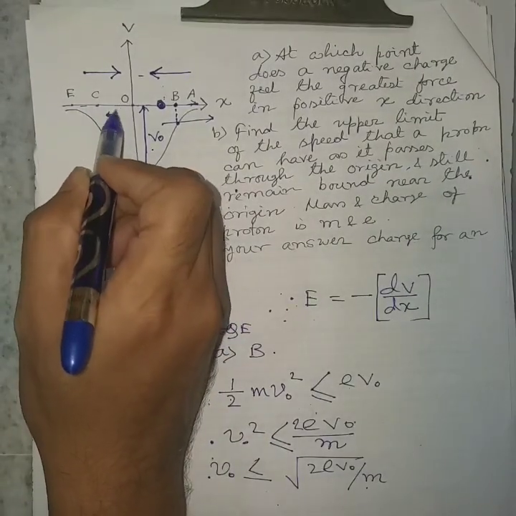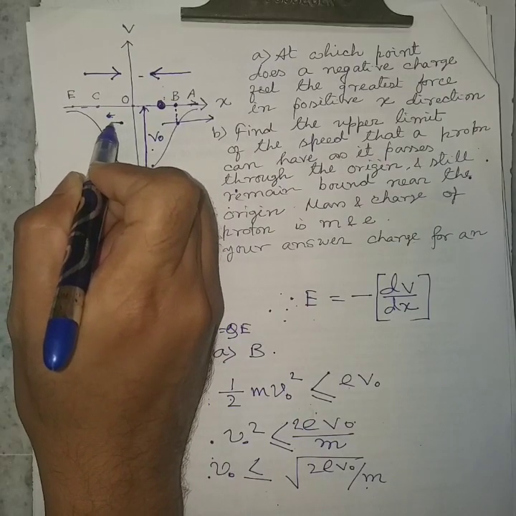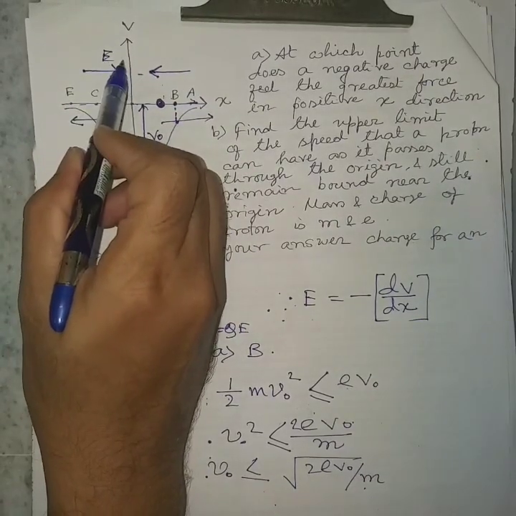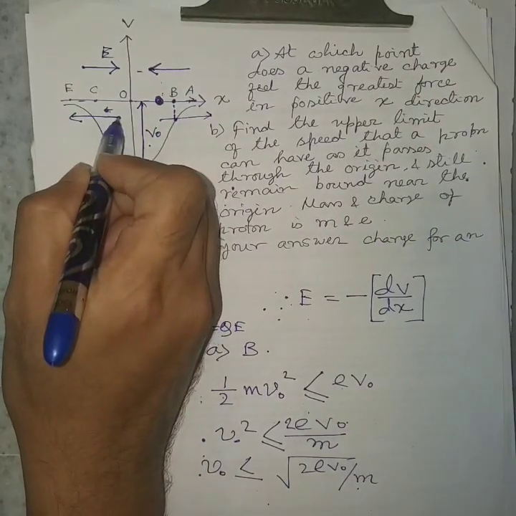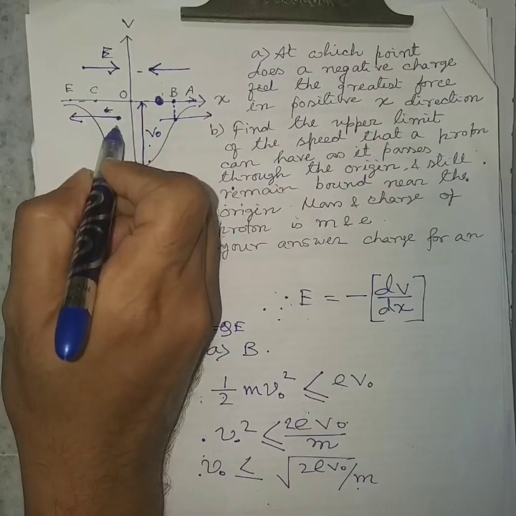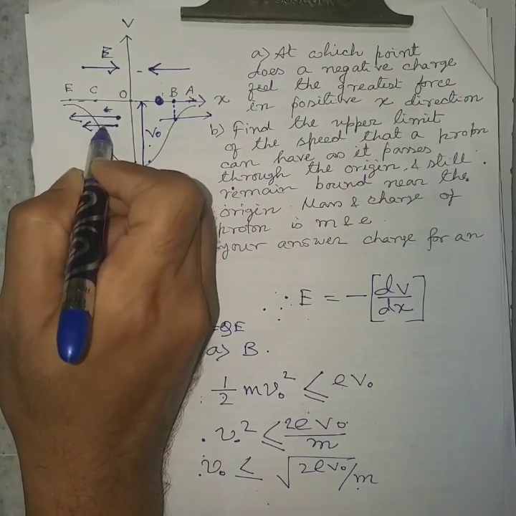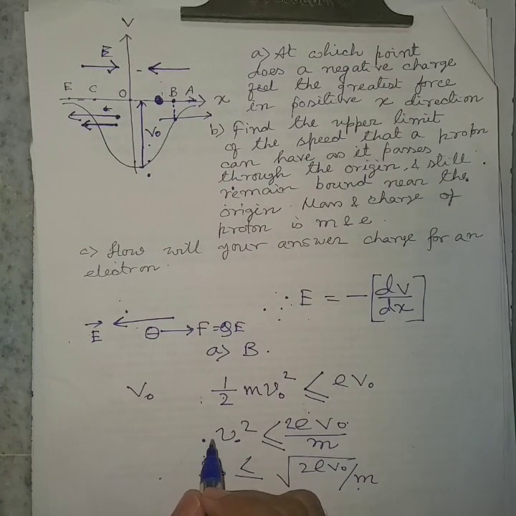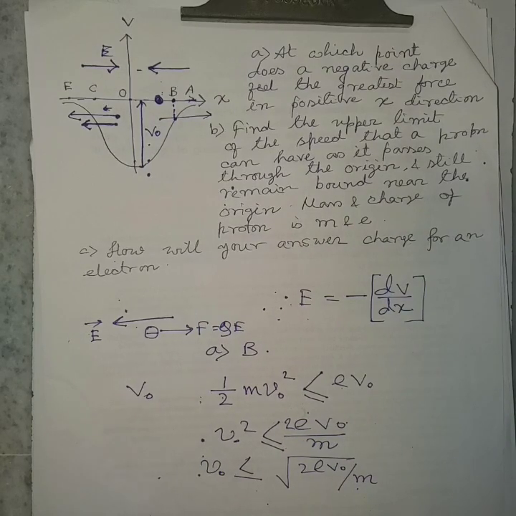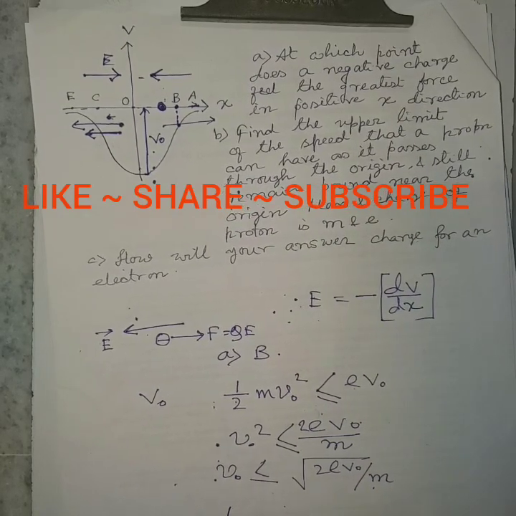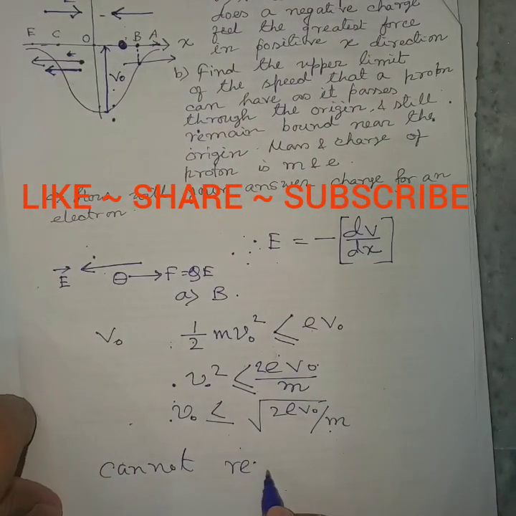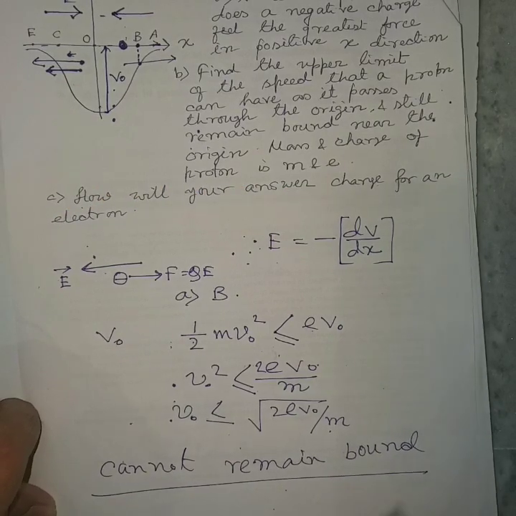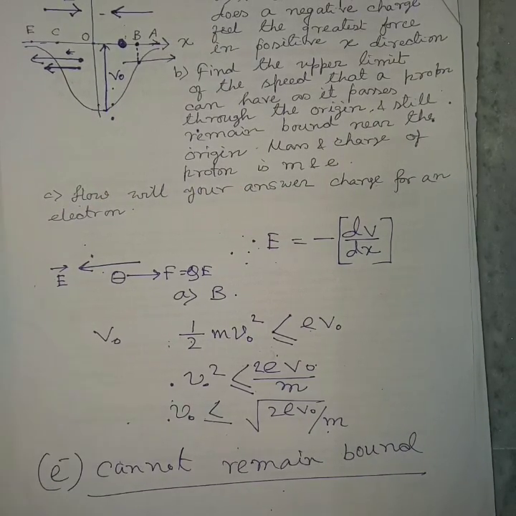Now if we release the electron with a velocity v0 in this direction, you can see the electric field is towards positive x axis. Therefore, the electron will feel a force opposite to the field, that is along this direction. The electron will be accelerated along this direction and it will penetrate through this region. Therefore, we can write that an electron cannot remain bound in this region.